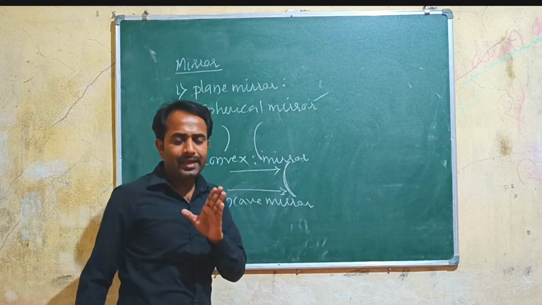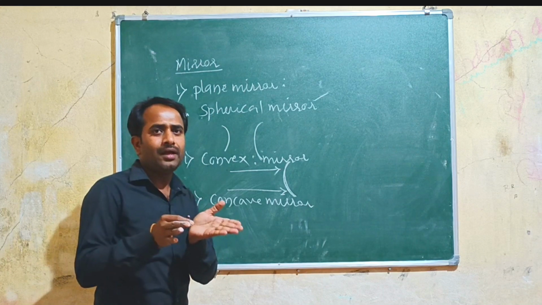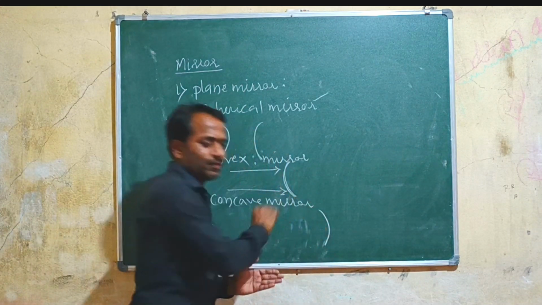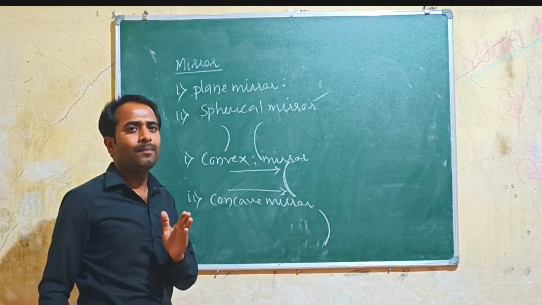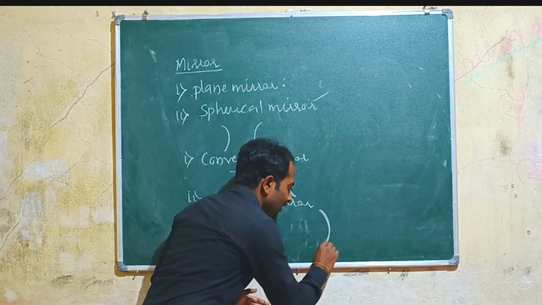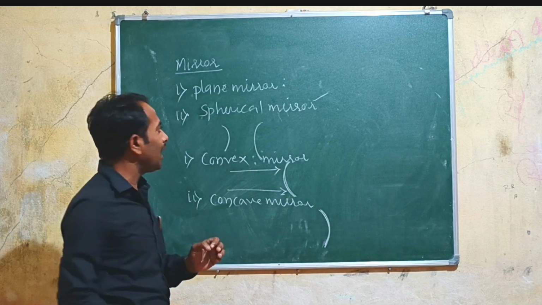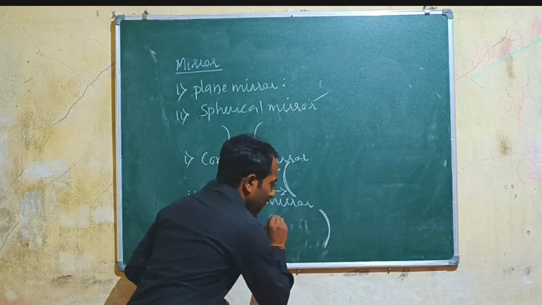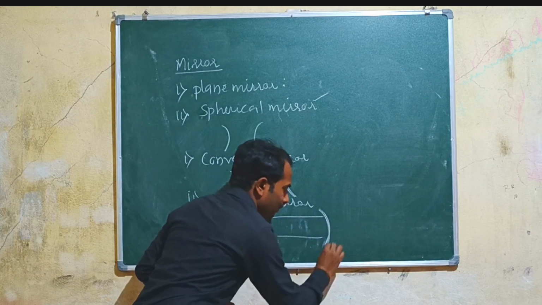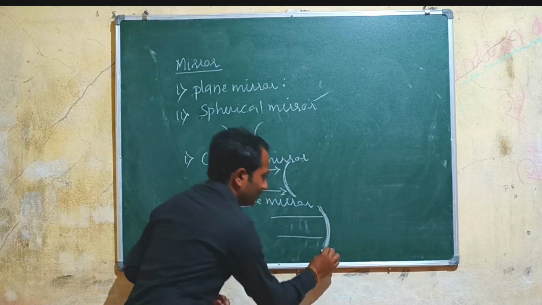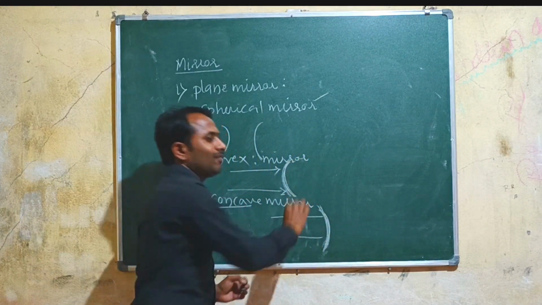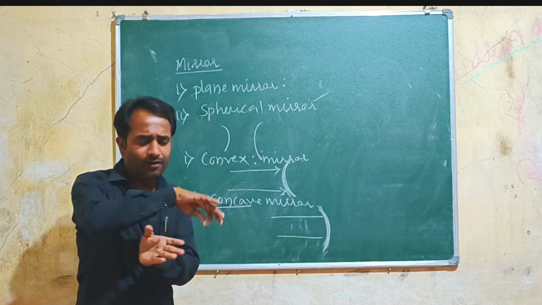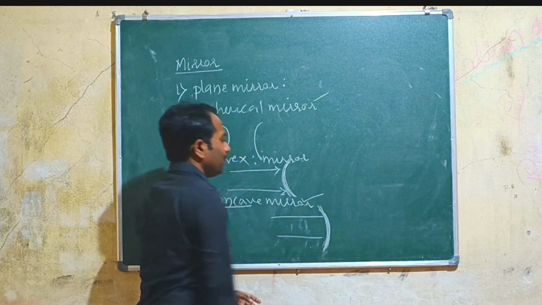The next type of spherical mirror is the concave mirror. If the reflecting surface is curved inwards, such mirrors are called concave mirrors. If the reflecting surface is curved outwards, it is called convex. Reflecting surface curved inwards is called the concave mirror.